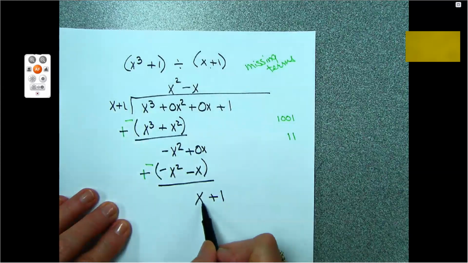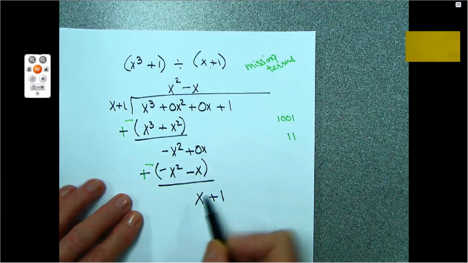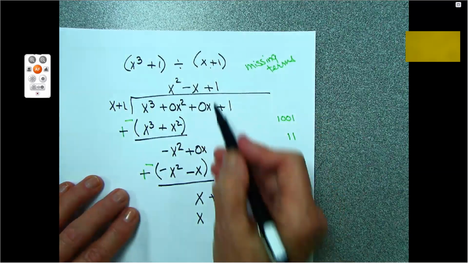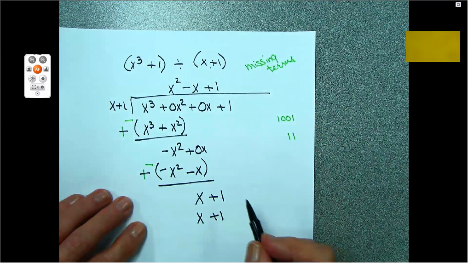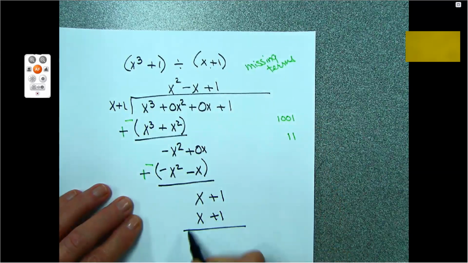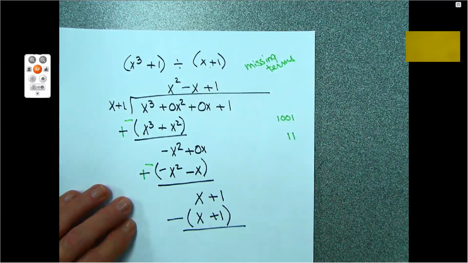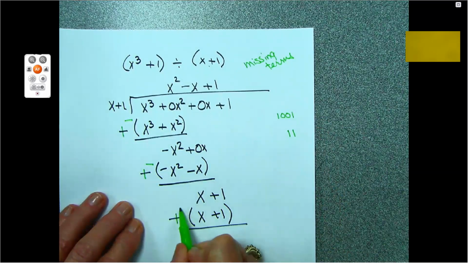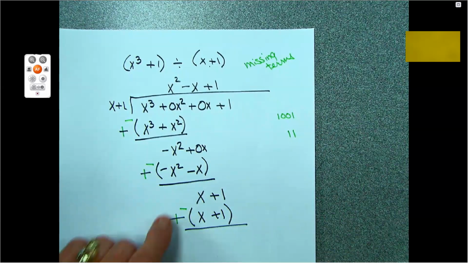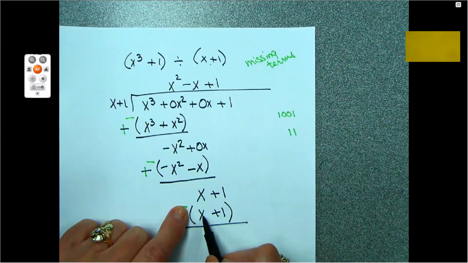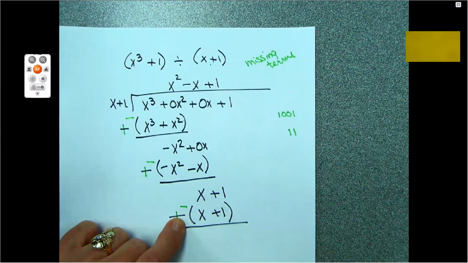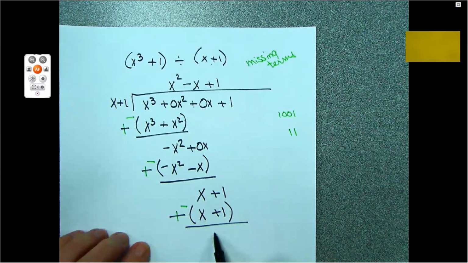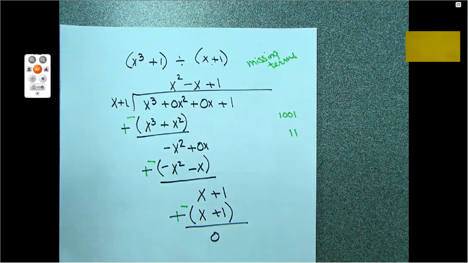X goes into x how many times? 1. Positive 1 times x is positive x. 1 times 1 is 1. Draw your line, subtract the entire polynomial. When we subtract polynomials, we change subtraction to addition and add the opposite of the polynomial, which changes the sign of each term. I have a positive x, I need its opposite, plus x goes to 0. I have a positive 1, plus its opposite is a negative 1, plus 1 goes to 0. So I have a 0 remainder.